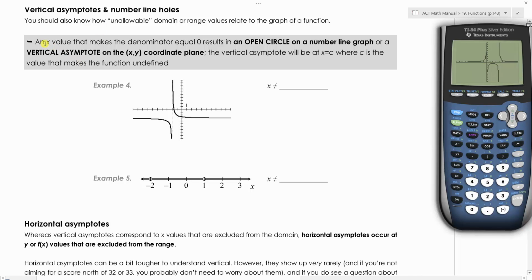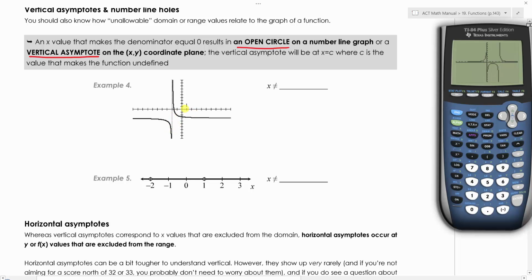So an x value that makes the denominator equal to 0, we've already talked about the fact that it will create a vertical asymptote at that x value, but it will also create an open circle on a number line. So you might need to be able to look at a graph or a number line and work backwards. Instead of finding the x value and then determining where the vertical asymptote or hole would be, you might need to look at the graph and determine what x value is excluded from the domain. These should not be very difficult.